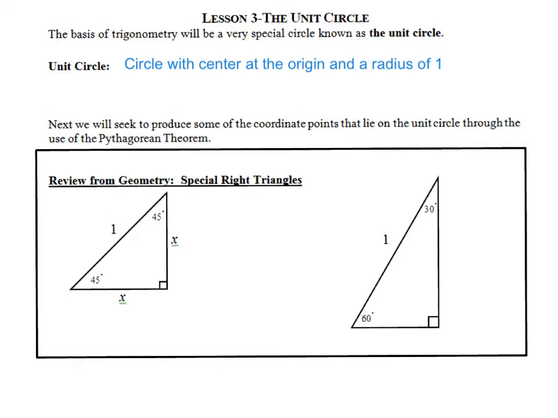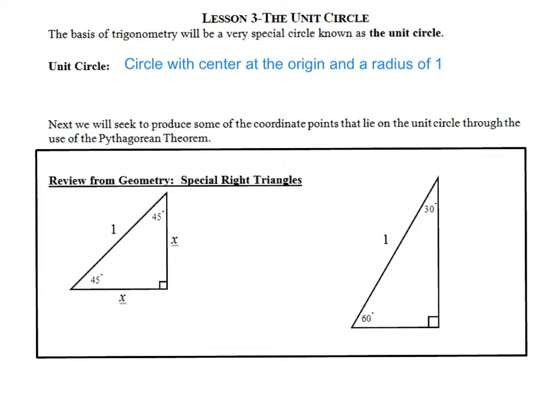In lesson number 3, we're going to take a look at the unit circle, which is a very special circle that will help us to do some trigonometry in this chapter. A unit circle is just a circle that has its center at the origin and a radius of 1. We'll be referring to a diagram of the unit circle very soon in this lesson.